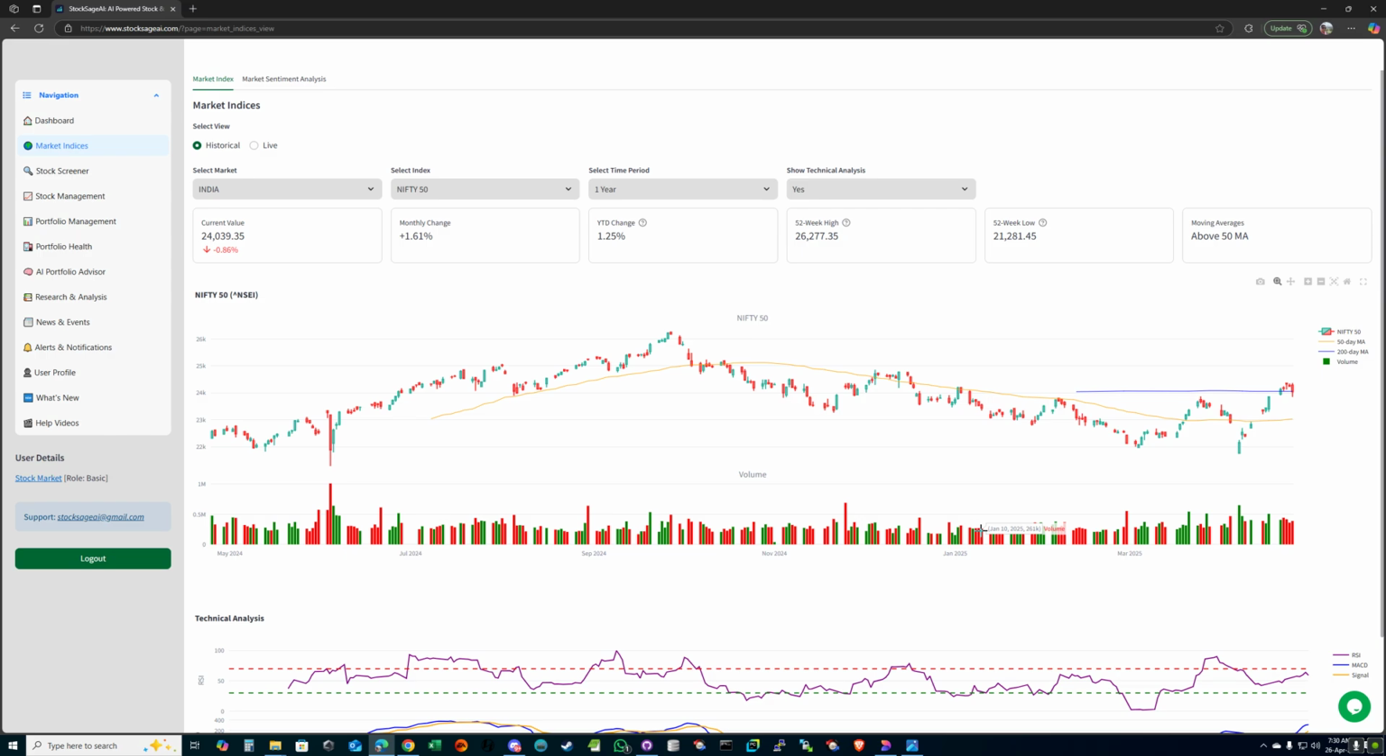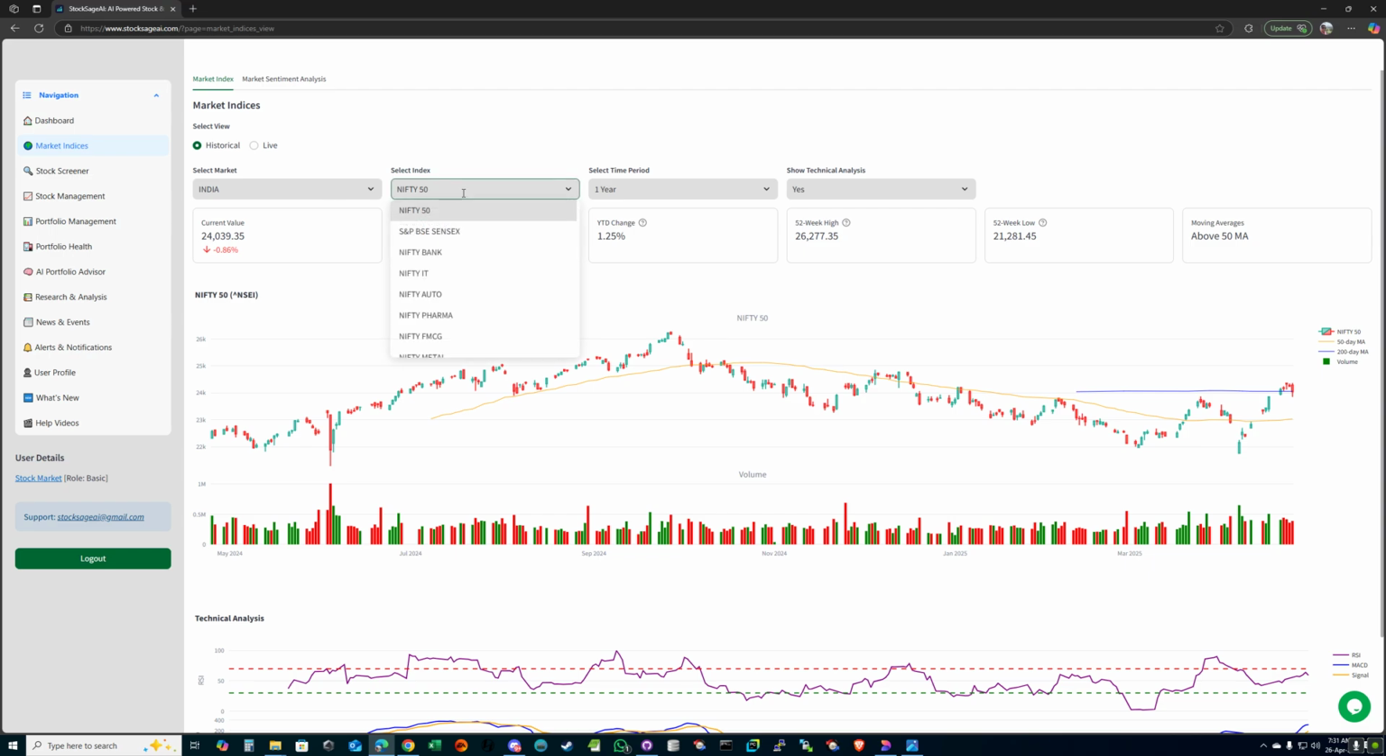In this episode of StockSageAI, we are going to talk about the market indices feature, which is available on the dashboard. If you click on market indices, you will see this dashboard. Whatever market you had selected in your user profile would be the default market for which the indices would be displayed on this dashboard. For us, it's currently India.